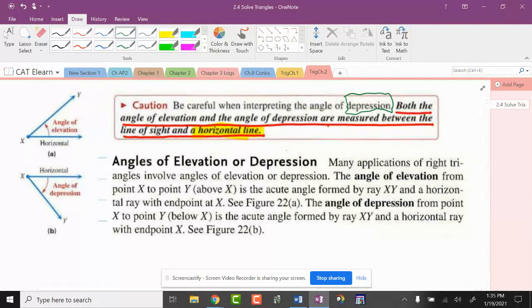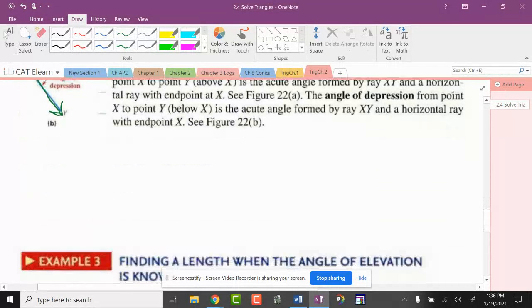Both the angle of elevation and angle of depression are measured between the line of sight and a horizontal line. So for an angle of depression, I'm looking down. This is not the second angle or second side that makes the angle of depression. This is like 75% of the students make this mistake. No, it's looking down and horizontal, just like angle of elevation, looking up and a horizontal. No one misses angle of elevation. Majority misses angle of depression.